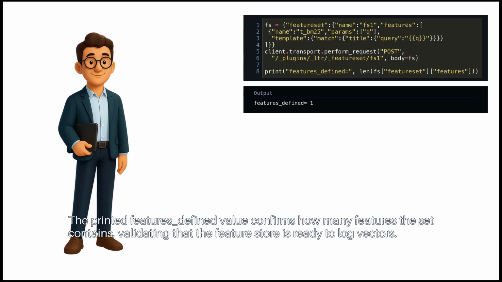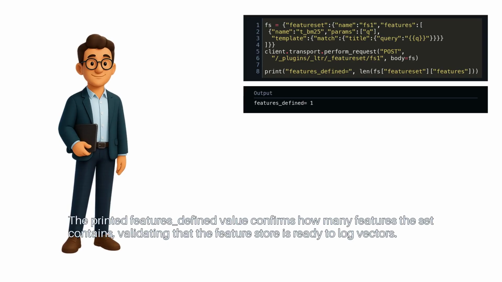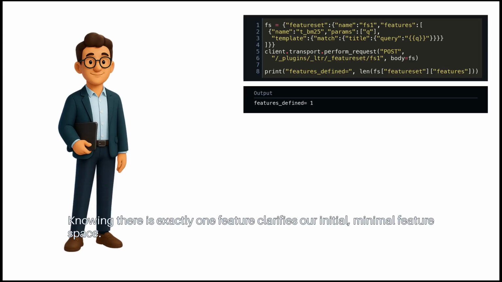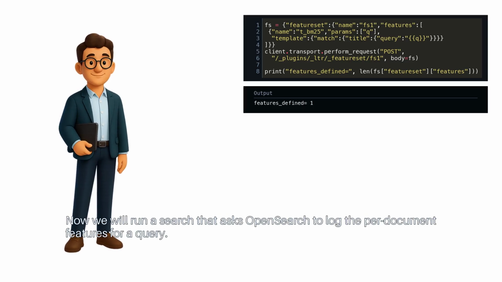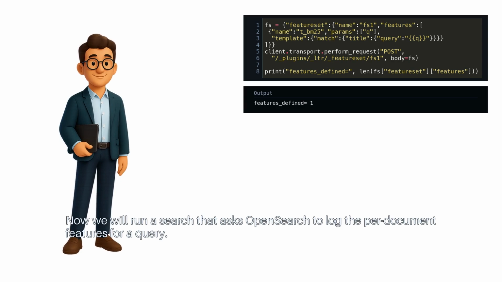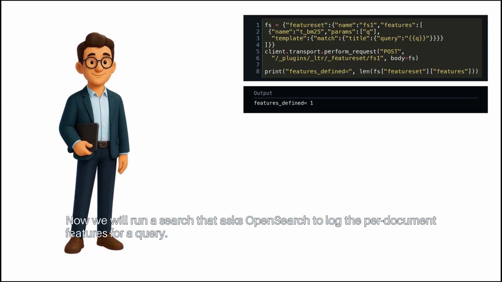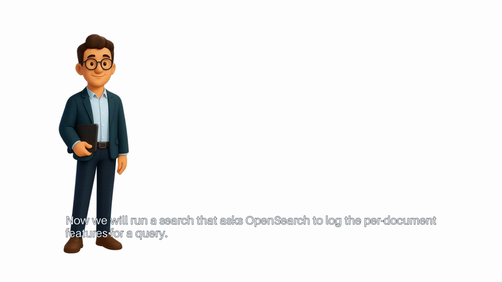The printed features defined value confirms how many features the set contains, validating that the feature store is ready to log vectors. Knowing there is exactly one feature clarifies our initial minimal feature space. Now we will run a search that asks OpenSearch to log the per document features for a query.